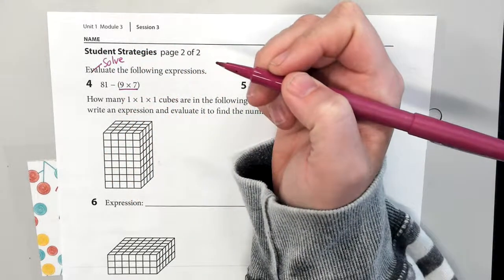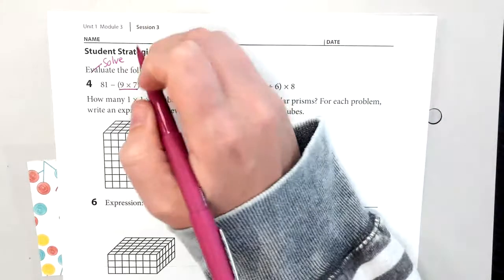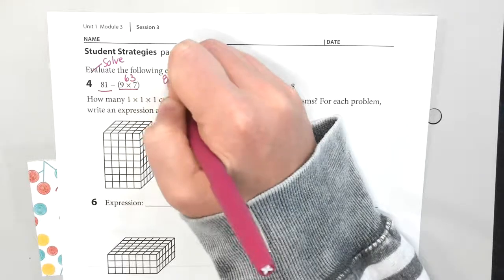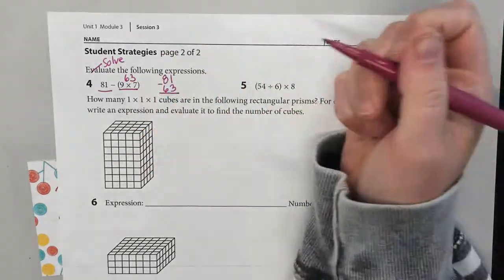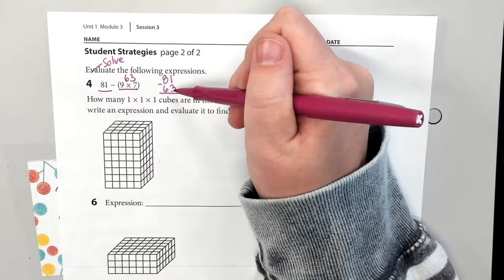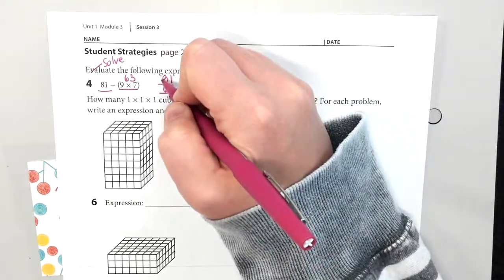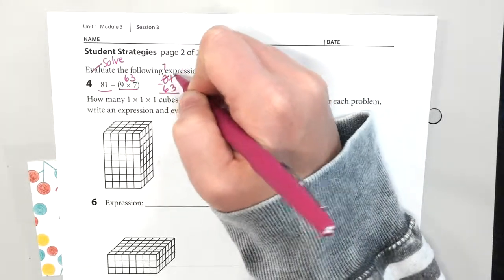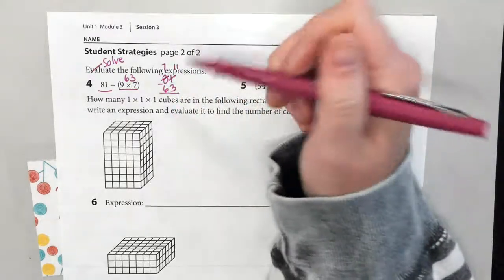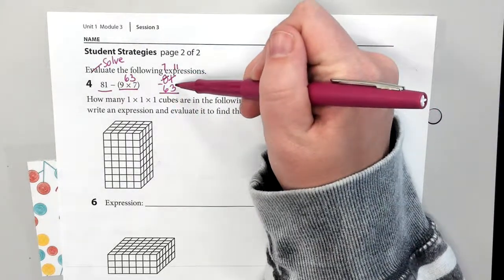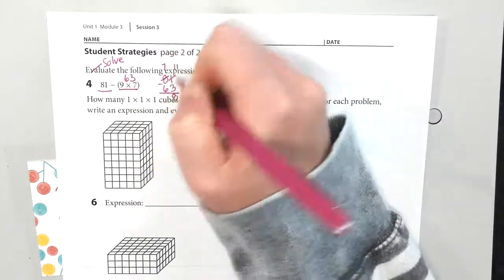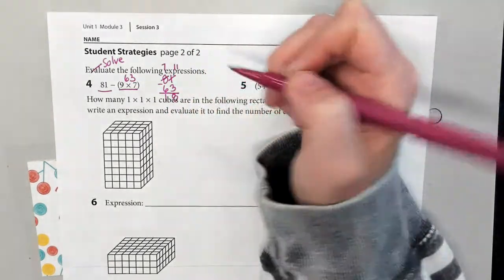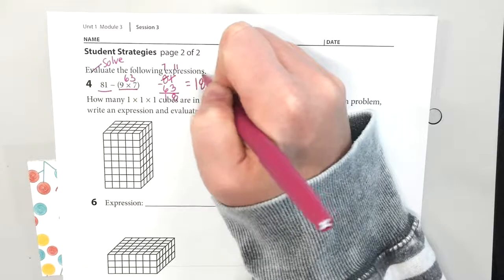So 9 times 7 is 63. Now I take 81 minus 63. 1 minus 3. Can I do that? Nope, I can't. So I have to come over here, take some away from the 80 or the 8. I'm left with 7. Give 10 over here, so I now have 11. Now I have 11 minus 3 is 8. 7 minus 6 is 1. Or 70 minus 60 is 10. So my actual answer is 18. I'm going to circle it.